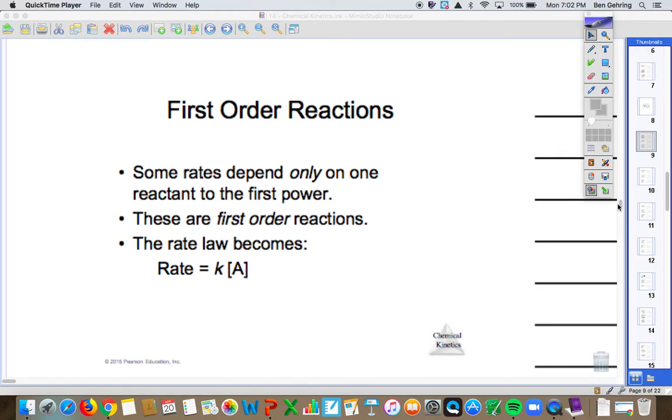Different chemical reactions have what we call different orders, and that's all based on stoichiometry, which we're going to talk about here today. Some reaction rates, when we talk about rate of reaction, so molar per second, depend only on one reactant raised to the first power. These are called first order reactions. So your rate law becomes the rate is equal to k, your rate constant, times the concentration of A, which is your one reactant. Okay, so we're going to look at these today.